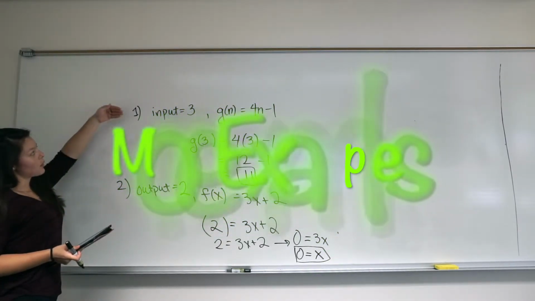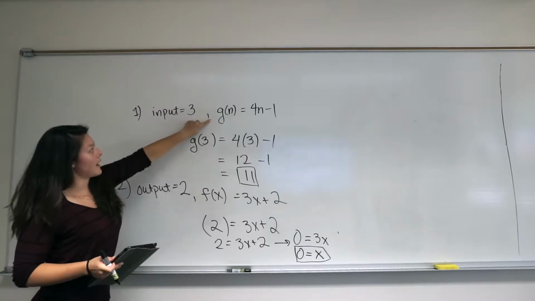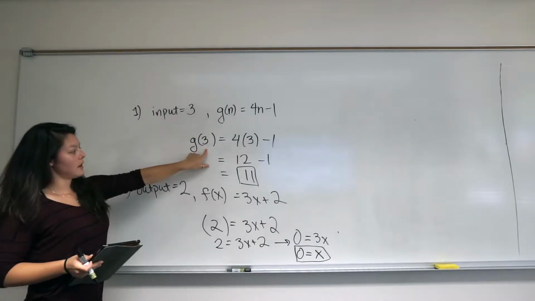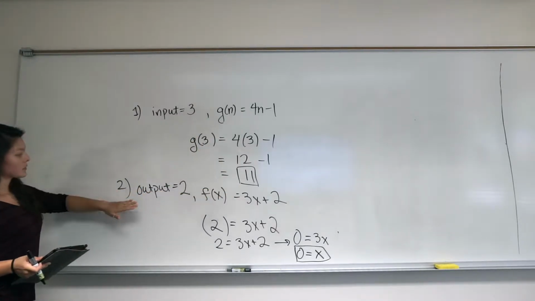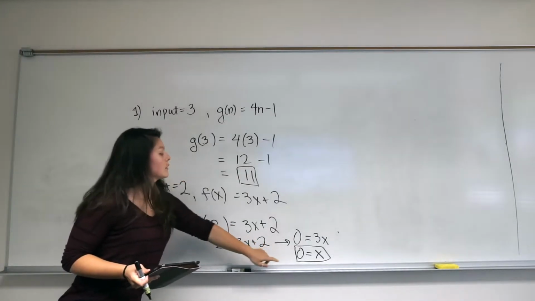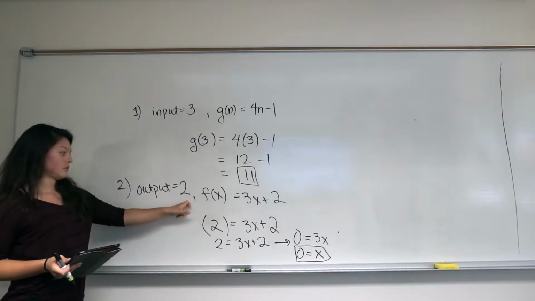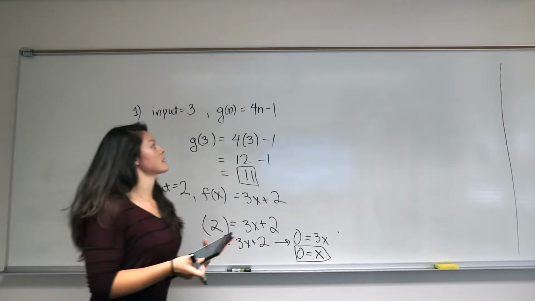Okay, so in example 1, we evaluated our function g at input equals 3, and we got 11. And in example 2 here, we solved for our input value when f of x gives us an output value of 2. Okay, let's take a look at 2 more examples.